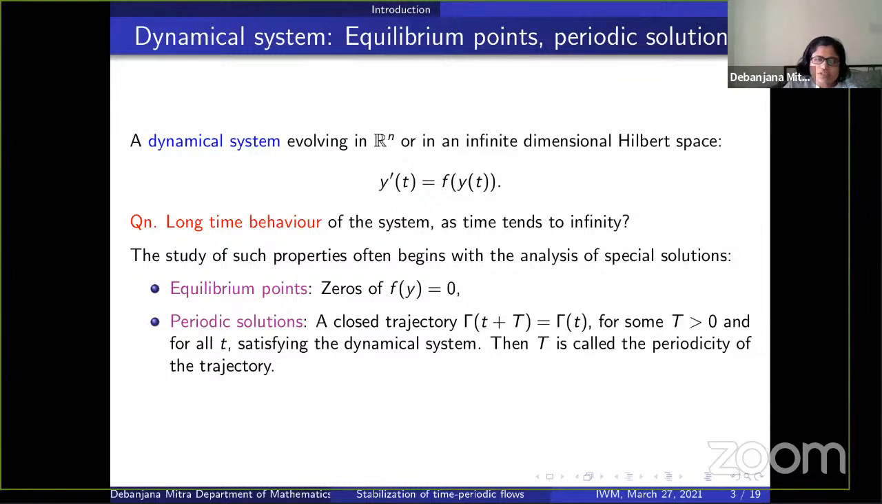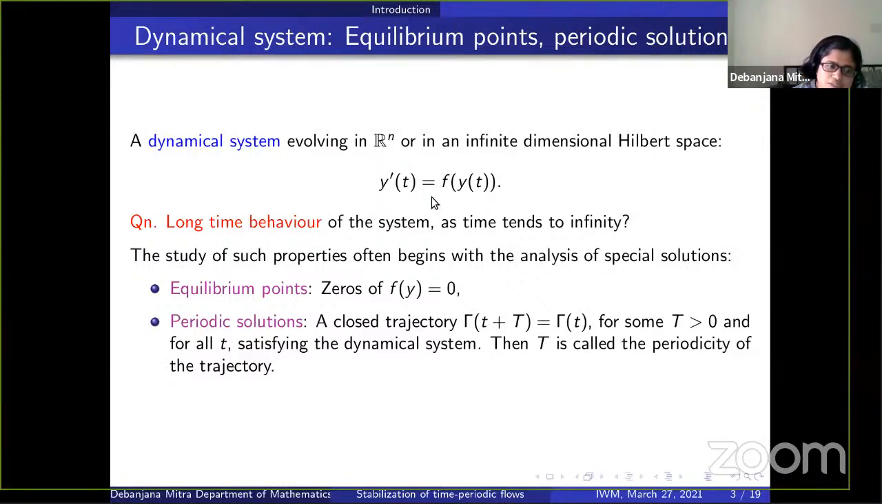So now let us concentrate on the case of a dynamical system evolving in R^n. I will consider y'(t) = f(y(t)), where f is a function. You can assume whatever smoothness you want; for example, C^1 smoothness is enough for our purpose. The question we are interested in is to understand the long time behavior of the system as time tends to infinity, so mostly the qualitative aspects of the solution of the ODE.